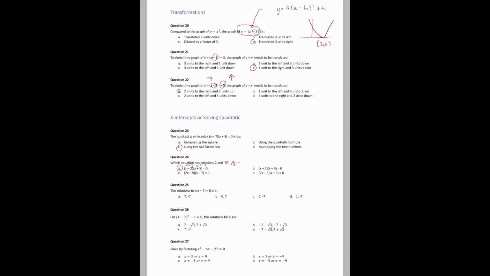For question 25, it wants you to solve for x, so essentially find the x-intercepts. In this case, you use the null factor law, so you equate this to 0, so x is equal to 0, or x + 7 is equal to 0. Hence, if you rearrange it, x is equal to -7. So the correct answer over here is going to be C.